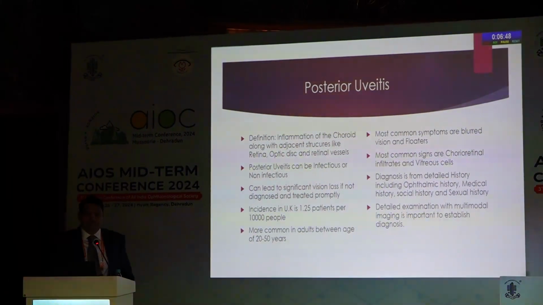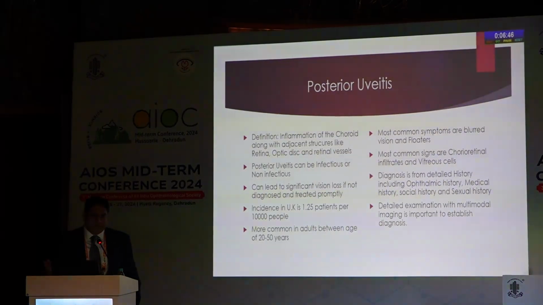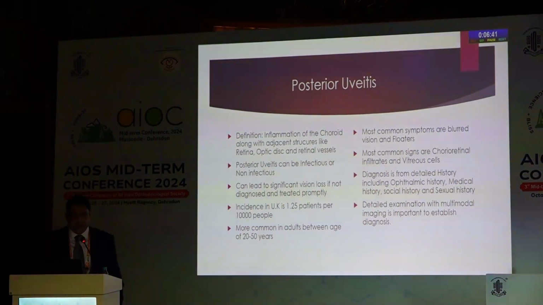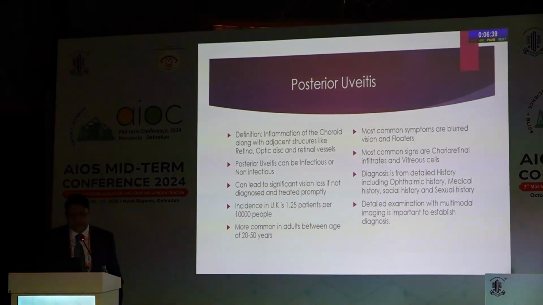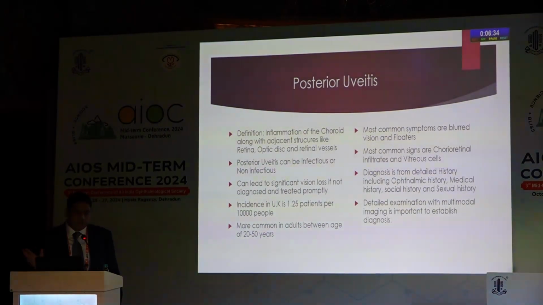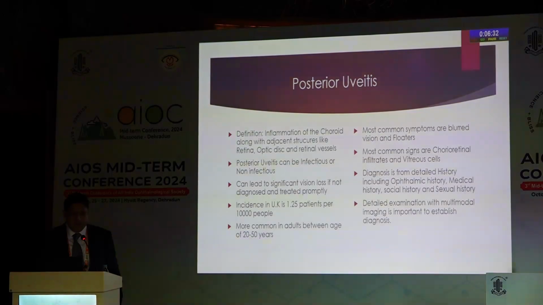As we know, posterior uveitis is inflammation of the choroid and the retina. It could be infectious and non-infectious, and that's a really important point, which Dr. Singh also reiterated. But it can lead to significant visual loss. The incidence in the UK is around 1.25 patients per 10,000, and it's normally a disease of the working age group. So that's why it's really important to catch these patients early and treat them. They present most commonly with blurred vision, floaters, and the most common signs are either choroidal infiltrate or vitreous cells.